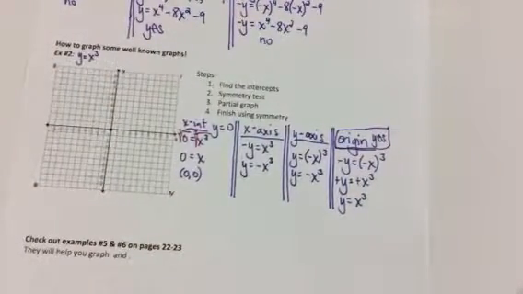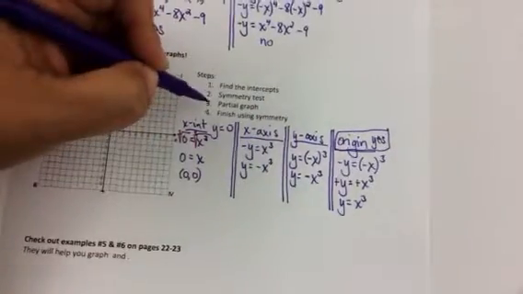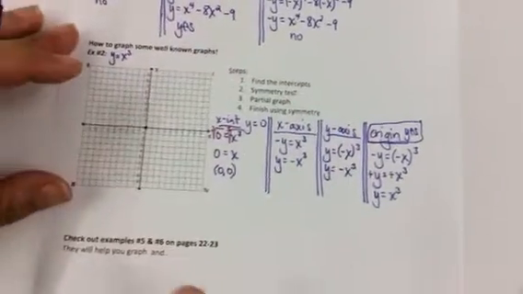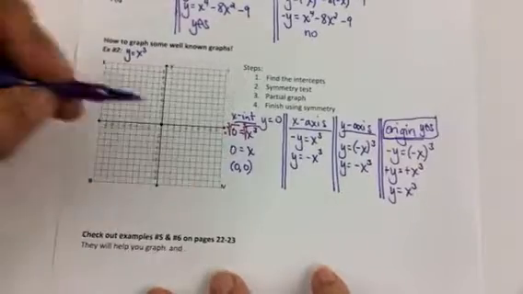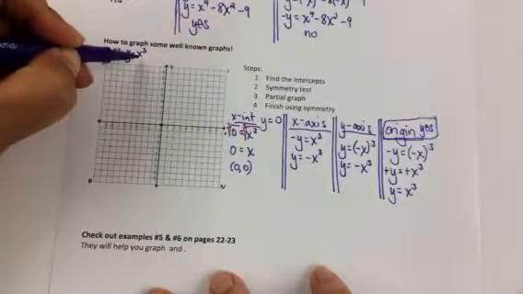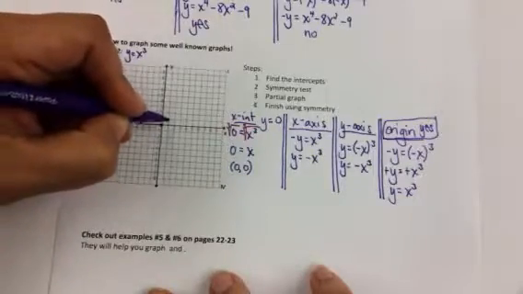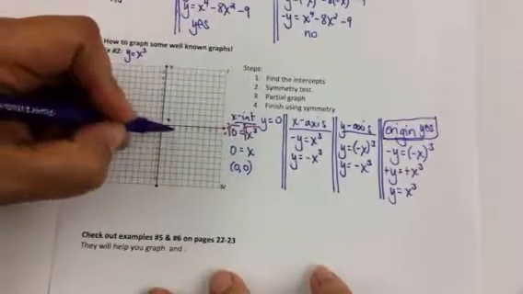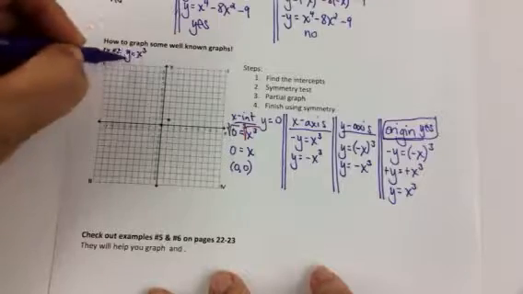So what does that do for me? I'll show you in a second. We did the symmetry test. Now let's do a partial graph. So let's pick some easy numbers to plug in for x. If I plug in x equals 1, what do I get for y? So 1 cubed is 1. If I plug in x equals 2, what do I get for y?